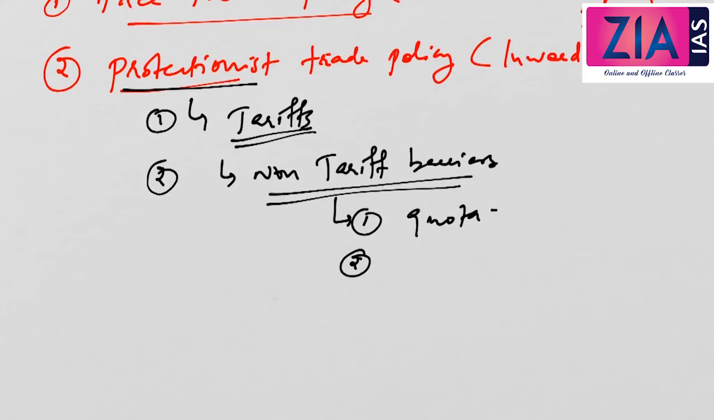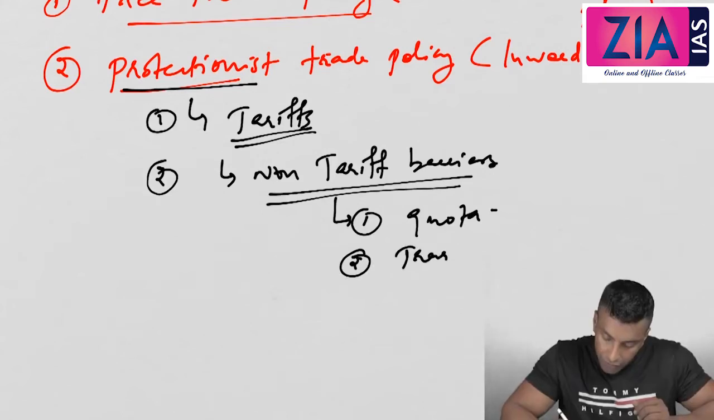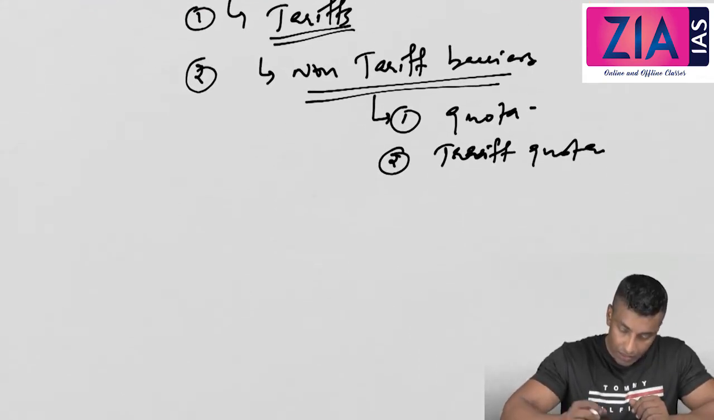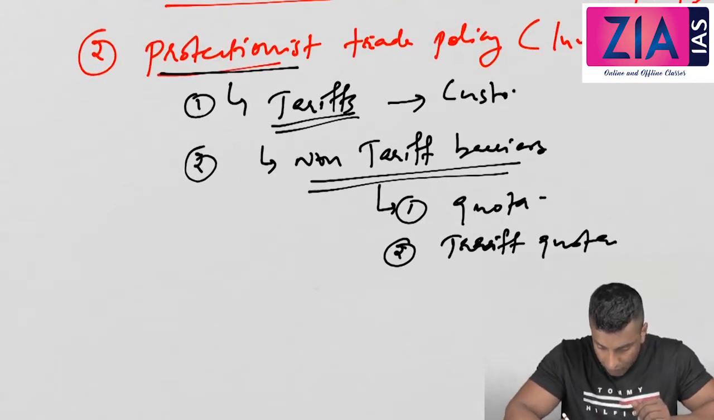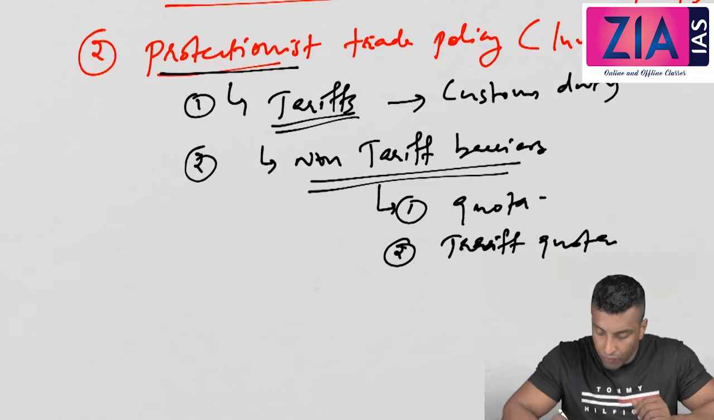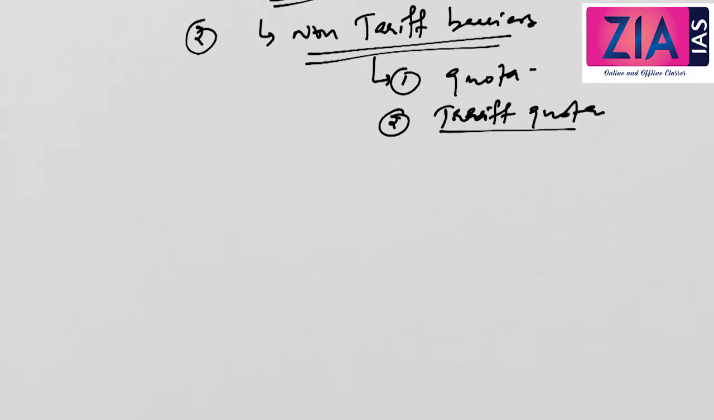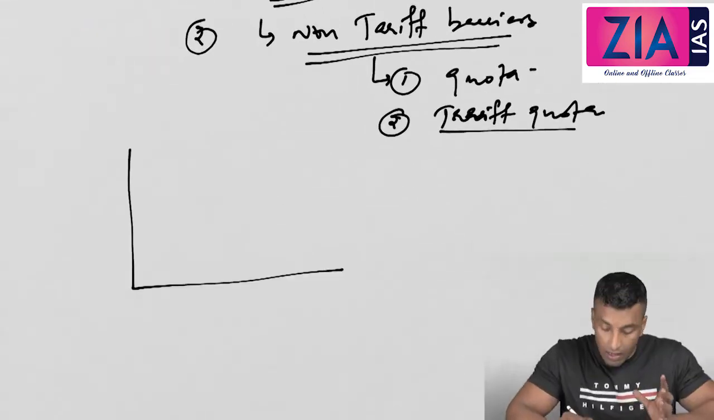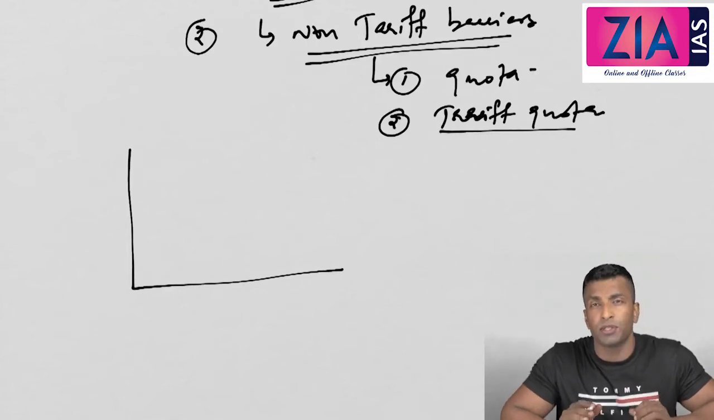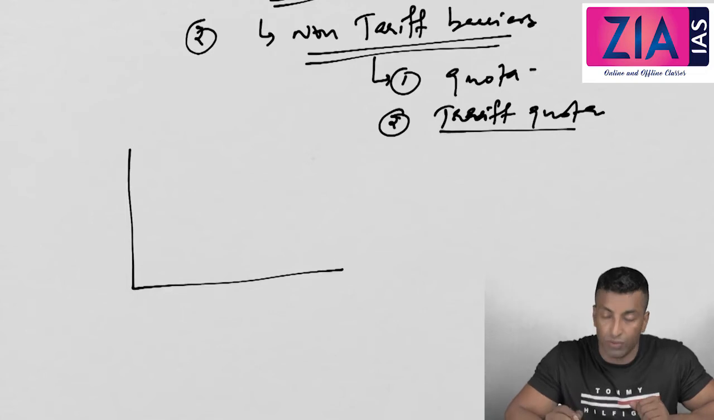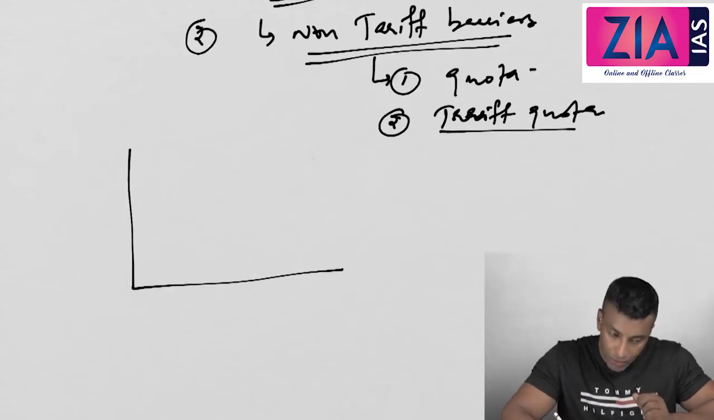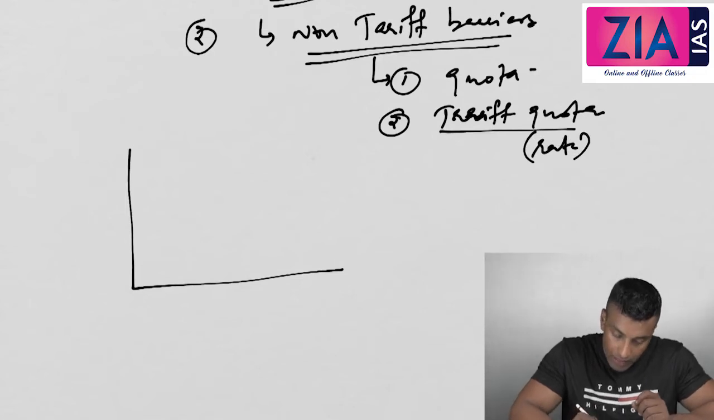Second, tariff quota. Tariffs are mainly based on customs duty. What I mean by this is, at some point there will be normal customs duty, and after a particular point there will be more customs duty charged. That is what tariff quota is. So that is also related to rate.